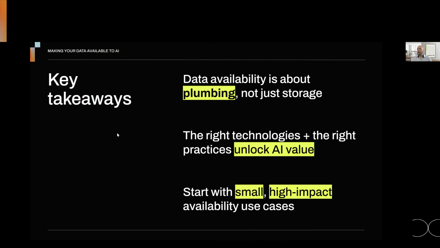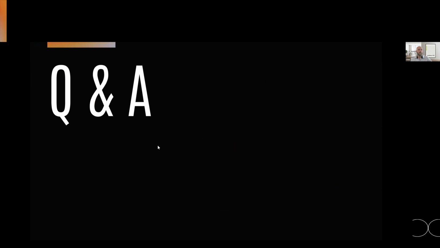Okay, so key takeaways, just as a recap: data availability is about plumbing, not just storage. The right technologies and the right practices will unlock AI value, and start with small, high-impact availability use cases. I think those are fairly obvious, so I will claim the Captain Obvious title here, but they're important, and they should be your touchstones in anything that you're doing. So with that, I think we have some time for Q&A.